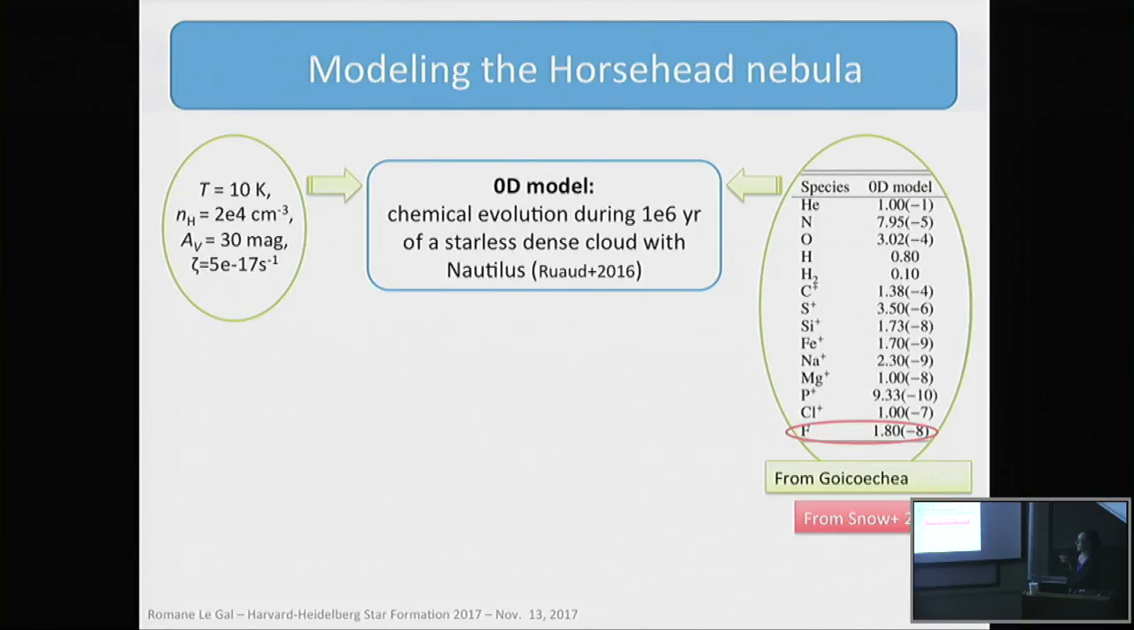And from this study, we also took the initial chemical composition, except for the fluorine-bearing elemental abundances. We took a value which seems more appropriate to the model, and which also seems to better reproduce the observation of CF+, as I will show you in a minute.